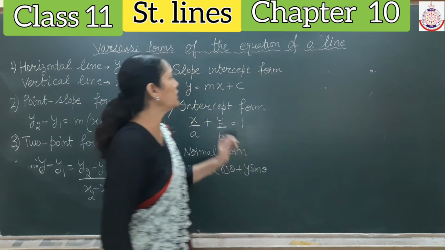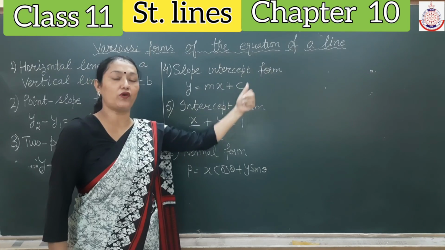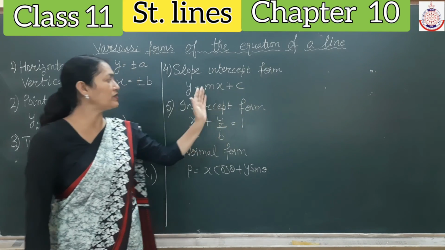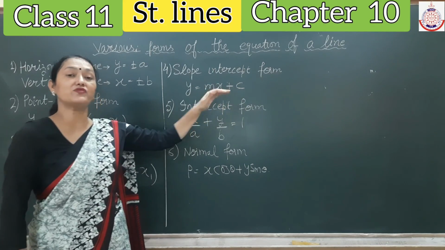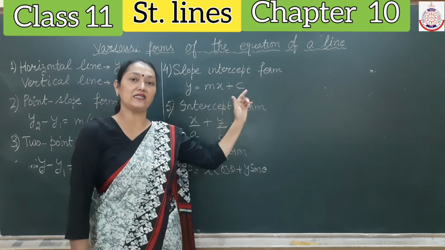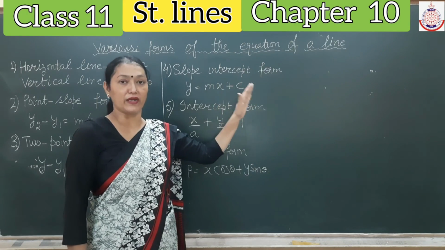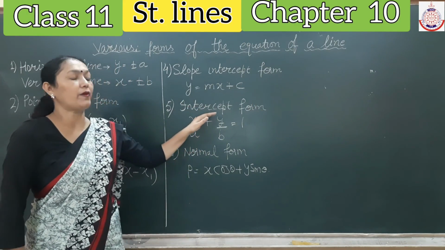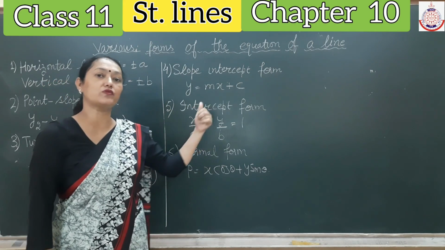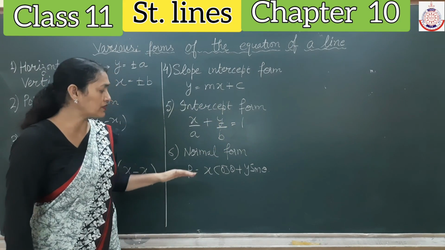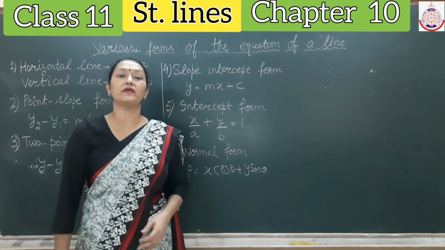We have learned slope intercept form, which means when the slope and intercept of the line are given, we use the formula y equals mx plus c in case the y-intercept is given. In case the x-intercept is given, then y equals m multiplied by x minus t. We have learned about intercept form, x upon a plus y upon b equals 1. We have also learned about normal form, p equals x cos theta plus y sin theta.